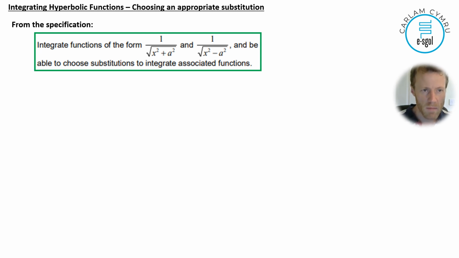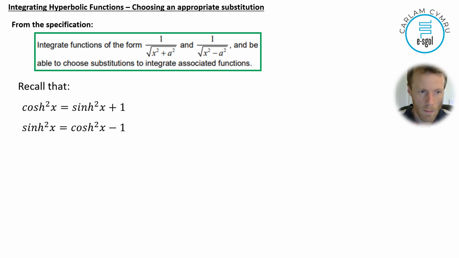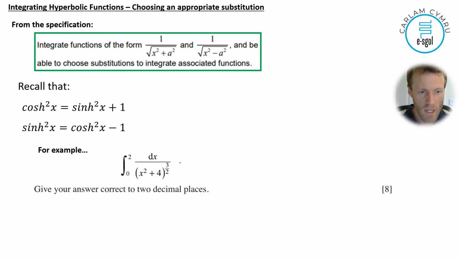Now, another thing that the specification talks about is being able to choose the correct substitution. So here they're telling us that they want to be able to integrate functions in this format, which is a little bit like what I had before. But we need to choose the correct substitution. So the x squared plus a squared, the x squared minus a squared, we're thinking about these identities that we should be learning. This question here might be an example of it.